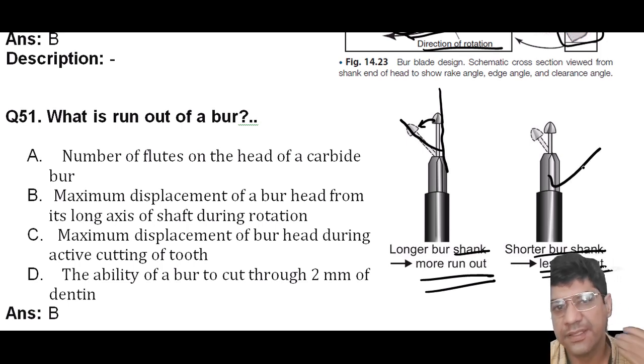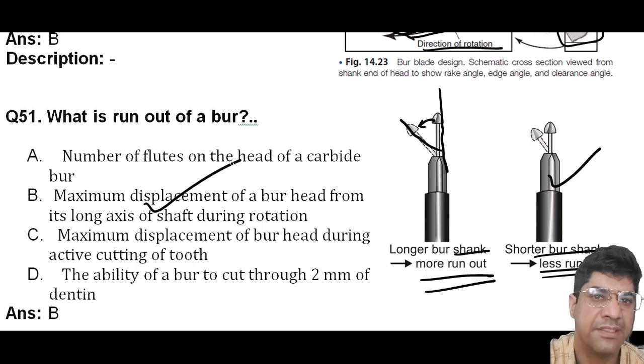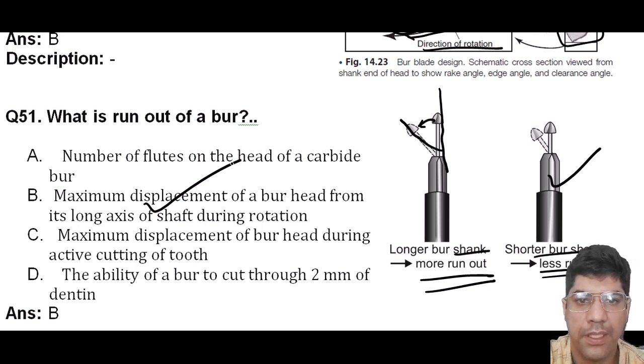Run out is about how smoothly a burr spins when it is cutting something. Imagine you are spinning a top. If it wobbles while spinning, it won't work well. So run out measures this wobbling or vibration in the burr. So the answer is B. Run out is the maximum displacement of the burr along its long axis of shank during the rotation.